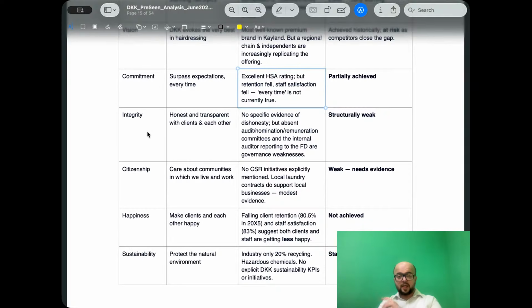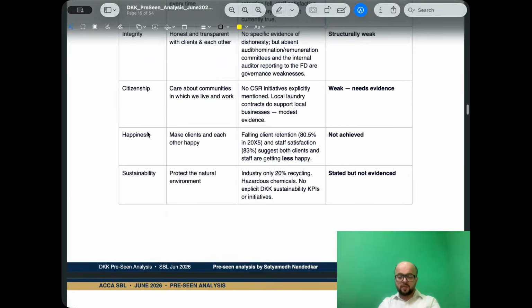And sustainability, this is also one of the values that you are talking about. Protect the environment. Industry is only 20% recycling, hazardous chemicals, no explicit DKK sustainability KPI or initiatives. It is stated, but you don't have any evidence whether the organization is able to deliver on the sustainability front.